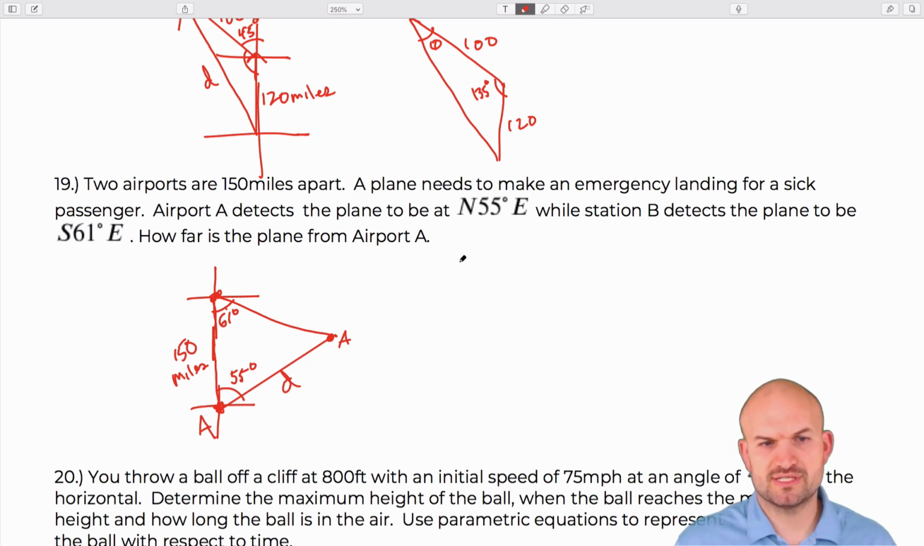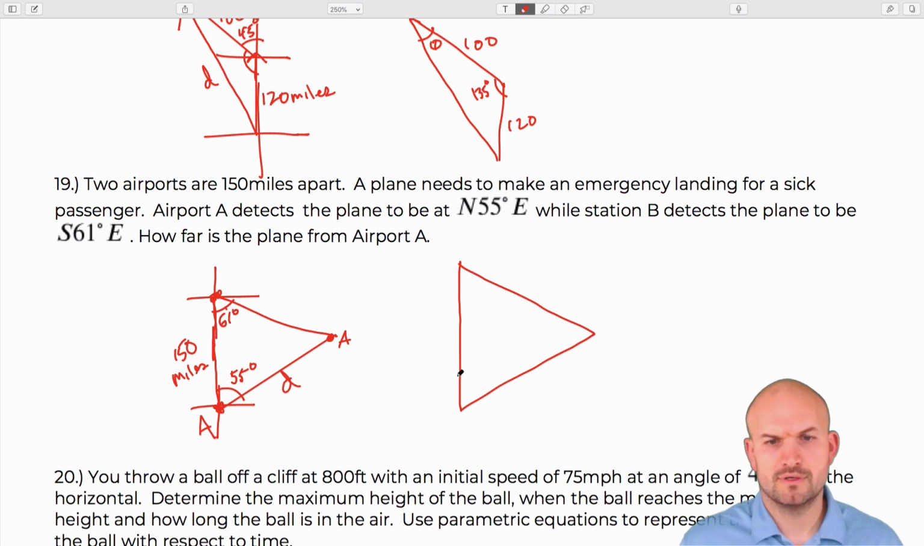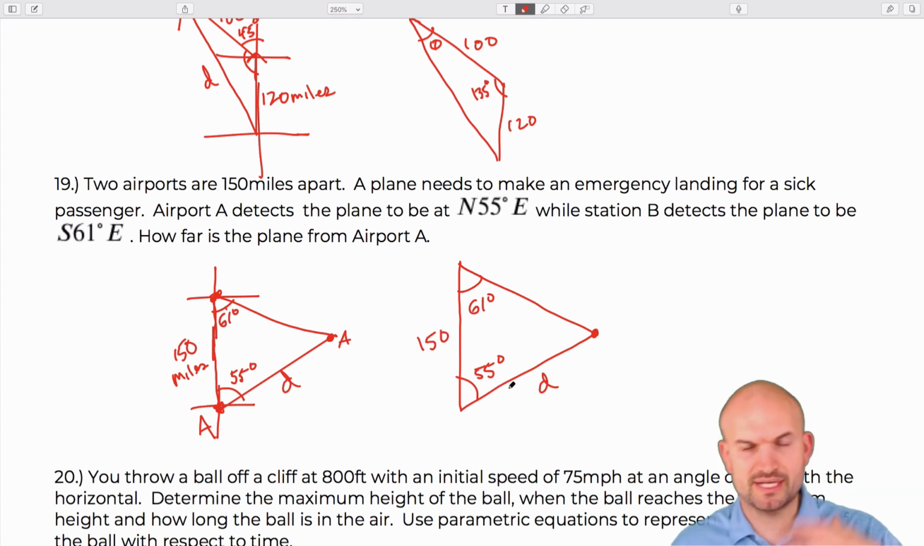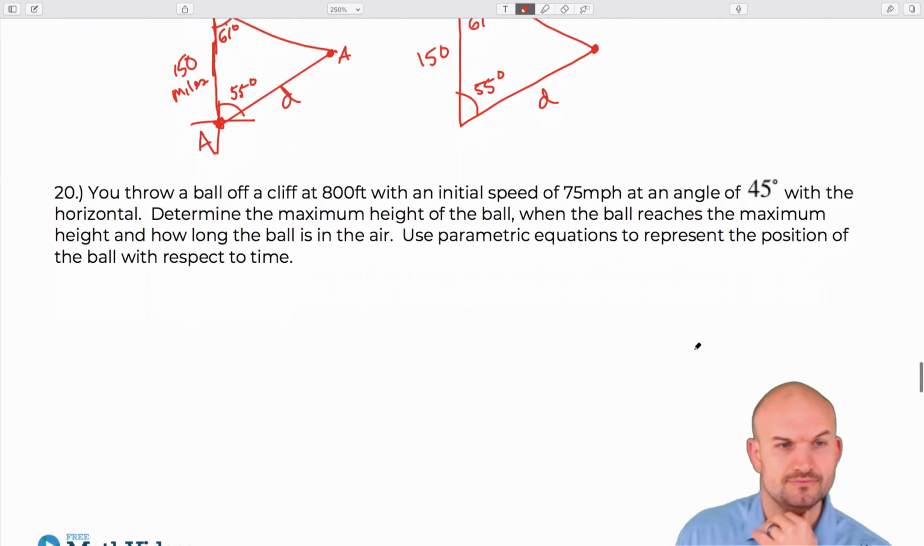So what I'll do is draw the triangle one more time. Okay, so this is going to be 55 degrees. We can say that is going to be 61 degrees. Then we're looking for D, and we know that this is going to be 150 miles. So from there, we can go ahead and solve using our information for oblique triangles.